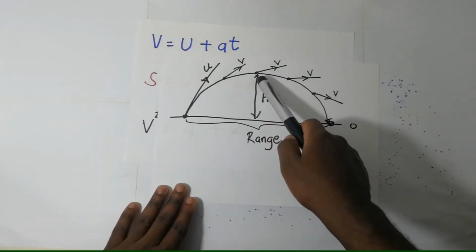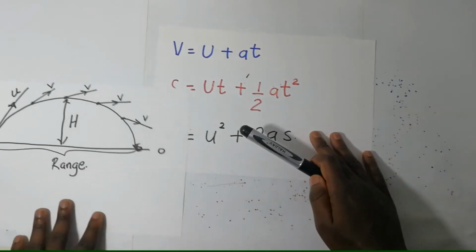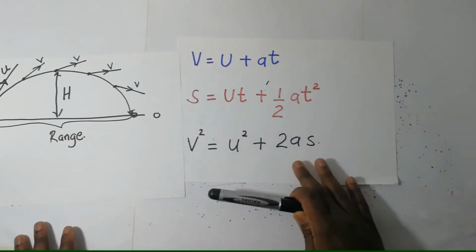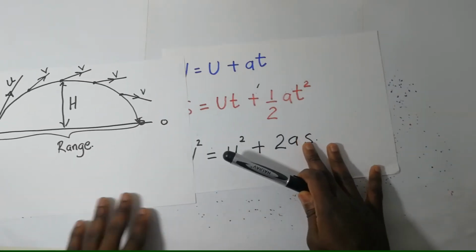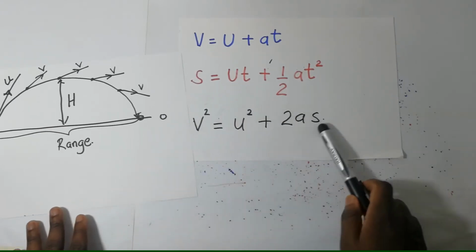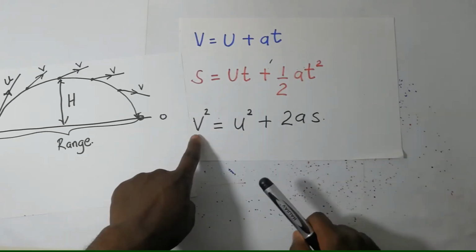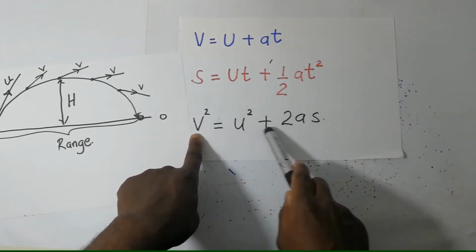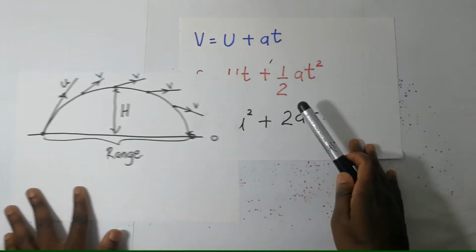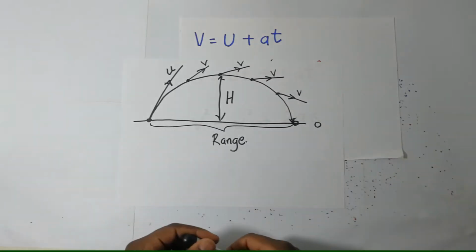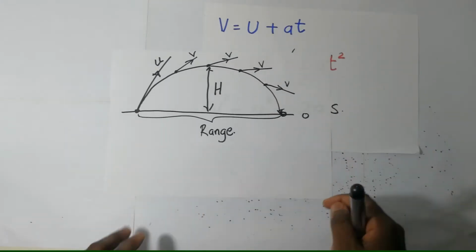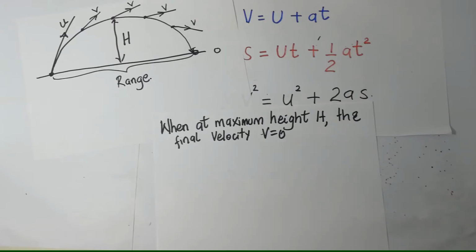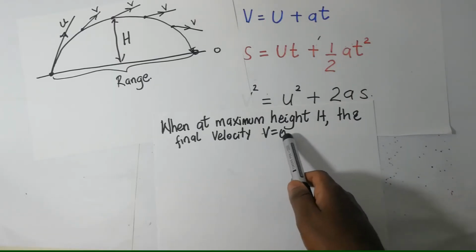How can we use that information to try and derive a standard formula? If we use the third equation of motion here, which is this one, and we say that the final velocity is zero, what becomes of this? How can we use this to end up with an expression, a standard formula? So let's get started with that one. When a projectile is at maximum height, its final velocity is zero.